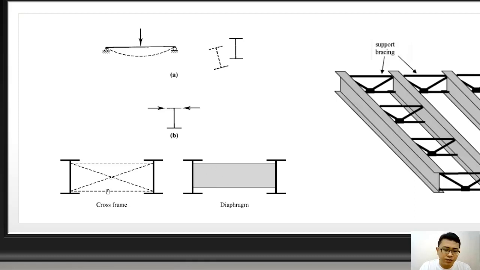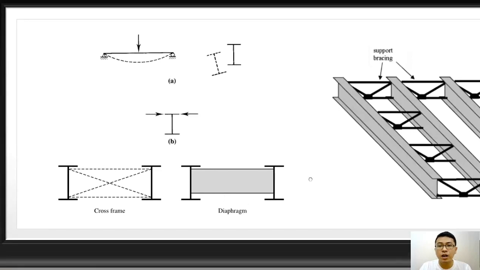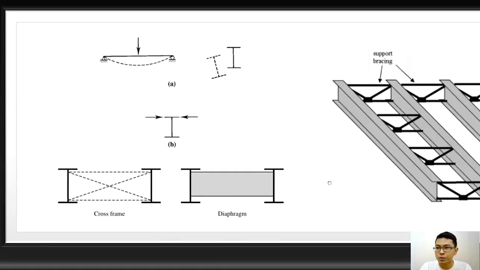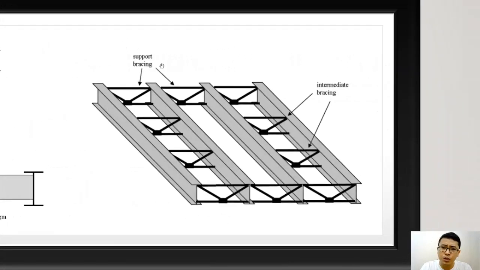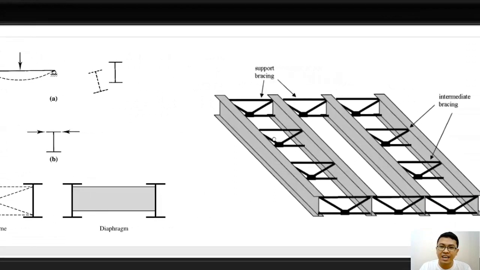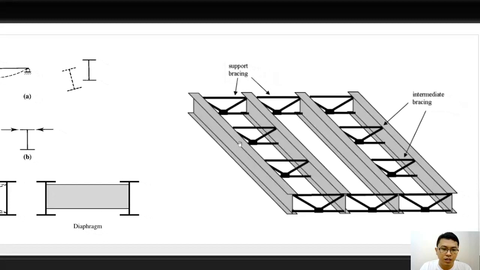So cross frames, bracing of the compression flange, or diaphragms are known as lateral supports. Sometimes we also use support bracings. It could be a truss itself. A truss could be used as a support bracing, and this could prevent this from happening, or minimize the effect of lateral torsional buckling for our beams.